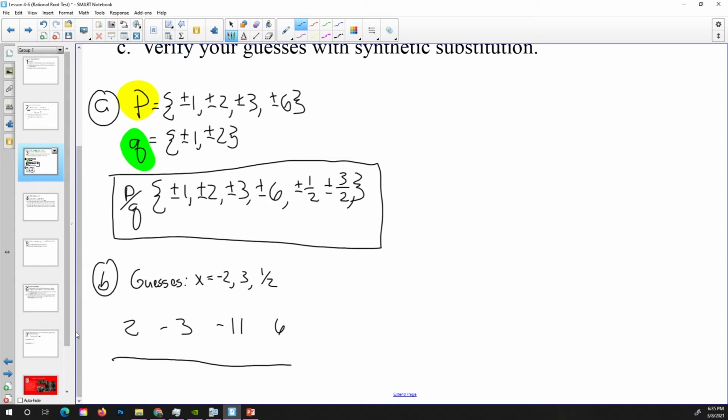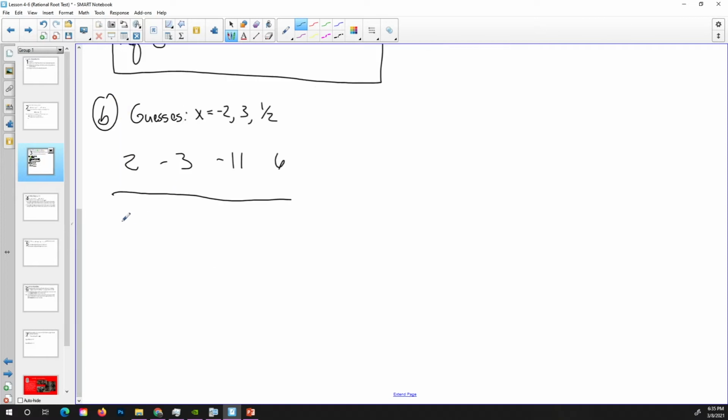And we'll first start by dividing out -2. So bring down my 2 there. 2 times -2 gives me -4. Add these two, I get -7. Times -2 is +14. That'll give me a +3. That'll give me -6, and I get my 0. So -2 was a good guess.